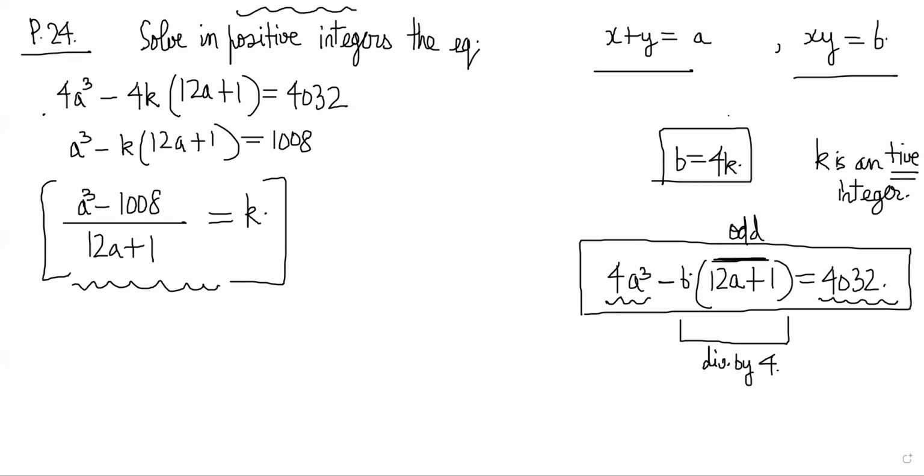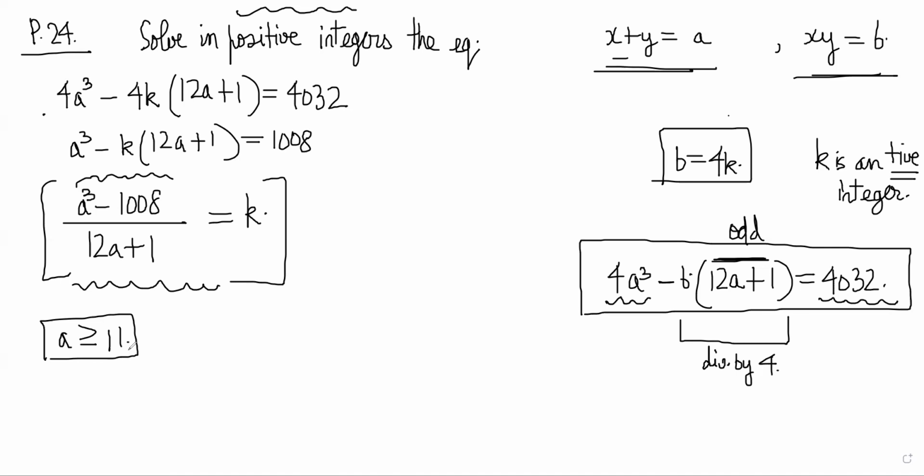Basically a was positive, and b was also positive, right? Yes, sir. So k is also positive, and if k has to be positive, then the numerator has to be positive here, right? So from here we get a is greater than or equal to 11. I guess 10, sir, not 11. No, 10 will make it negative. Oh yes, sir, 10 cube minus 1008 is negative. So a is greater than or equal to 11 we are getting.